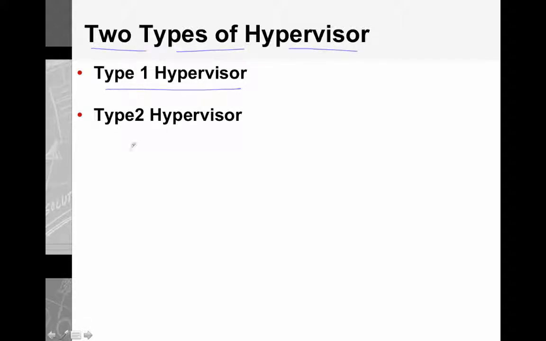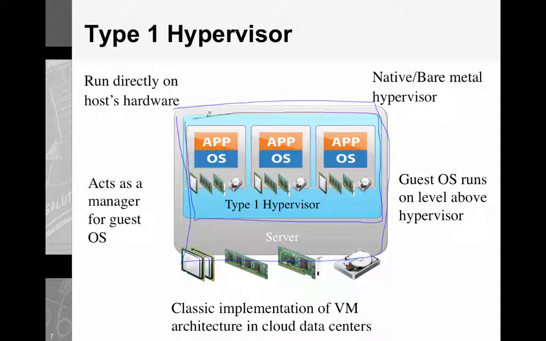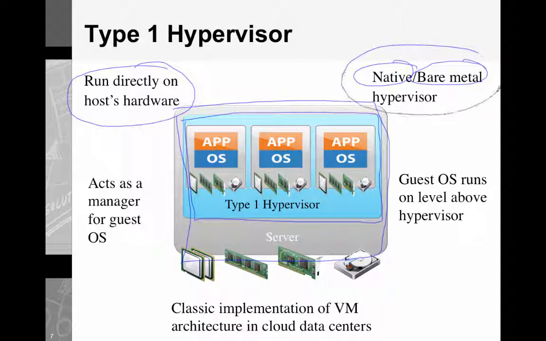There are two types of hypervisors in the marketplace. There is the type 1 hypervisor and then the type 2 hypervisor. Let's look at type 1 hypervisor. In type 1 hypervisor, you have the hardware and then the hypervisor software is running directly on top of the hardware. So it's running directly on the host hardware. This is also called a native hypervisor or a bare metal hypervisor because it's running natively on the hardware.